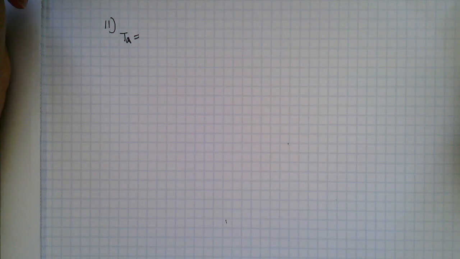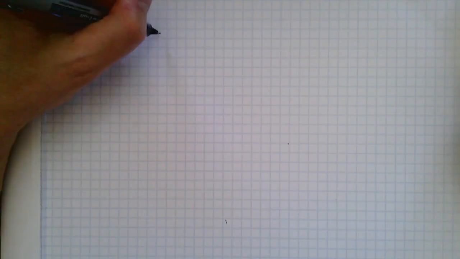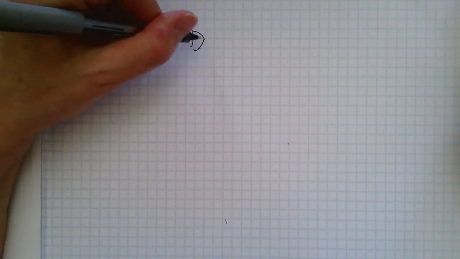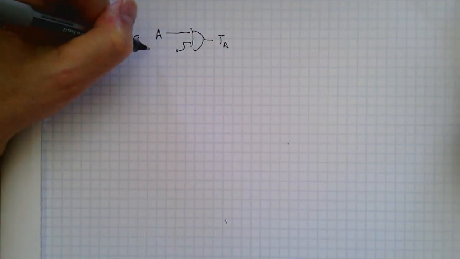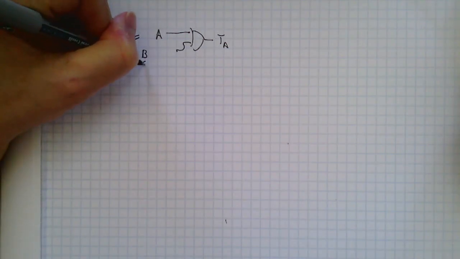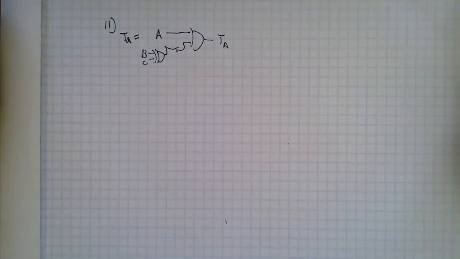Ashley, can you tell me what T sub A equals? Well, there's A going into an exclusive OR, which feeds T sub A, and then there's B, C, which goes into an exclusive OR gate. Now can you tell me what T sub A equals? That's an OR gate here.